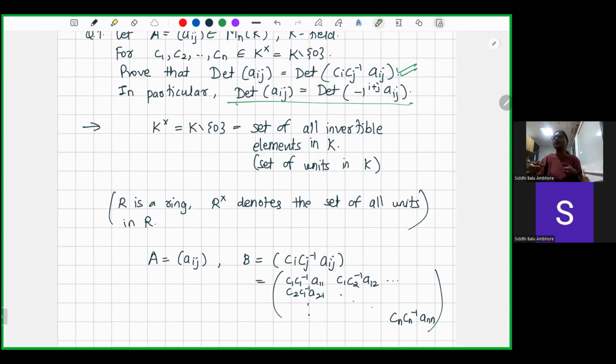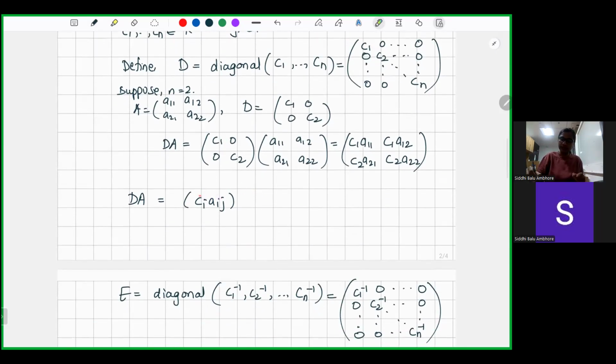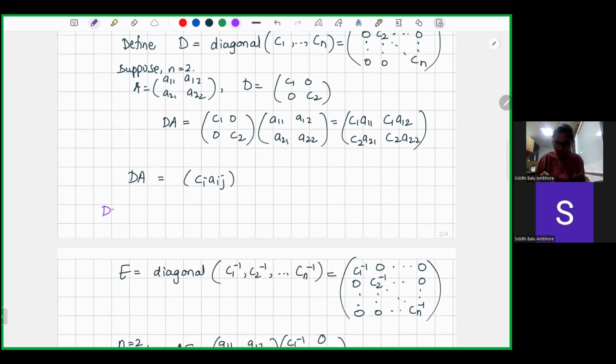That is, we know what determinant of diagonal matrices look like, and how pre-multiplying and post-multiplying a diagonal matrix to a given matrix changes the entries of a matrix. So if you did not know, please know this, that it looks like this. In general, I'm just writing this here. If D is equal to, in general, DA will be CiAij and AD will be CjAij. Okay, if you don't know, this information comes handy sometimes.